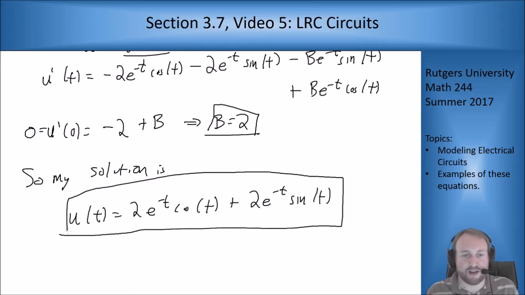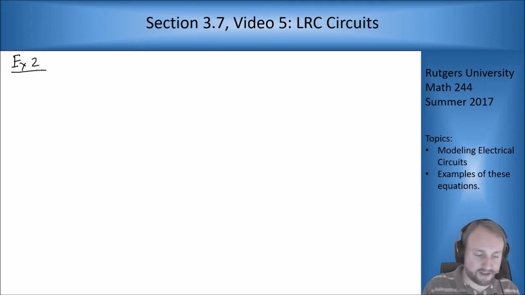I saw that it was an underdamped solution, which means I should get oscillations, and I have oscillations in the answer. So there is that example of a problem. Let's take a look at a second one now, which is going to be a little different in nature, but a similar idea. All right, so here's this example.